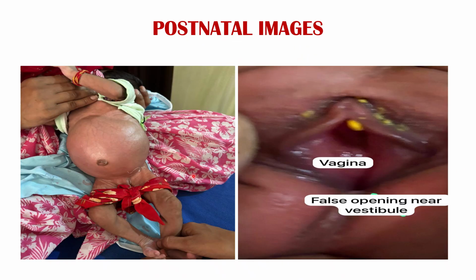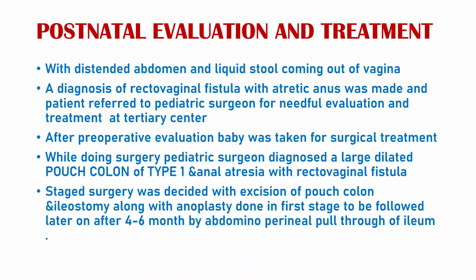Postnatal images were like this: a huge distended abdomen with liquid stool coming out of the vagina, and a false opening near the vestibule without any content coming out of it. With the distended abdomen and liquid stool coming out of the vagina, a diagnosis of rectovaginal fistula with atretic anus was made, and the patient was referred to a pediatric surgeon for needful evaluation and treatment at a tertiary center.